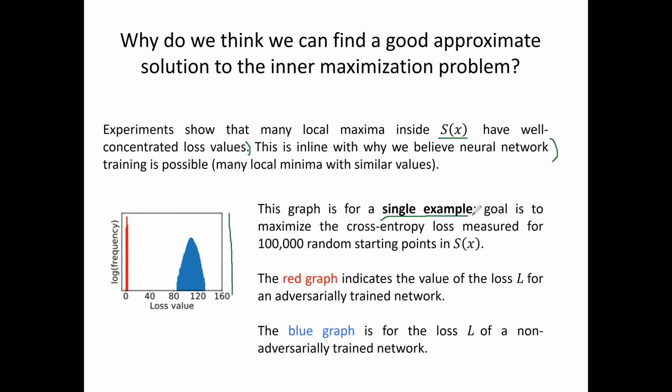You can just pick a single example X in the data set, let's say. And what you want to do is plot the values of the loss function for 100,000 starting points around X. So basically you pick X, you have the region S_X around X, and then you have 100,000 random starts. For each of these, you can try to maximize the value of the loss using PGD, and then you can plot that value.